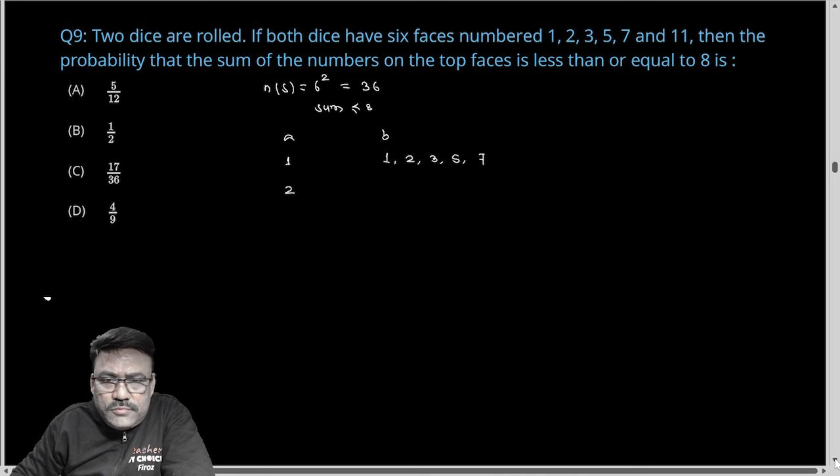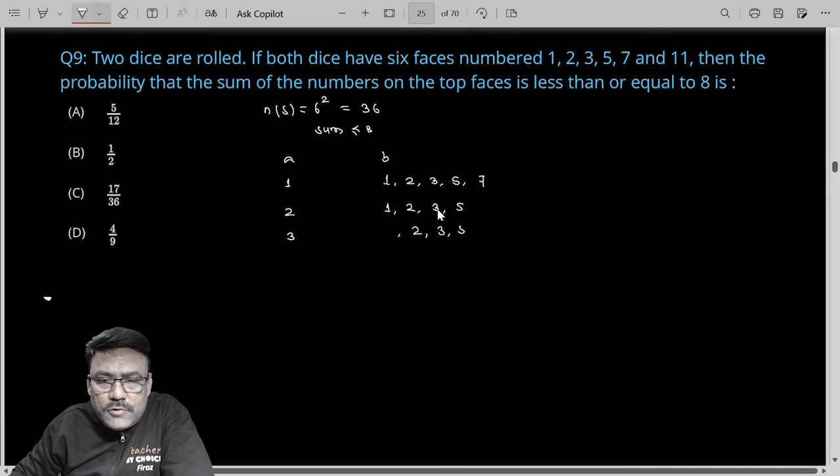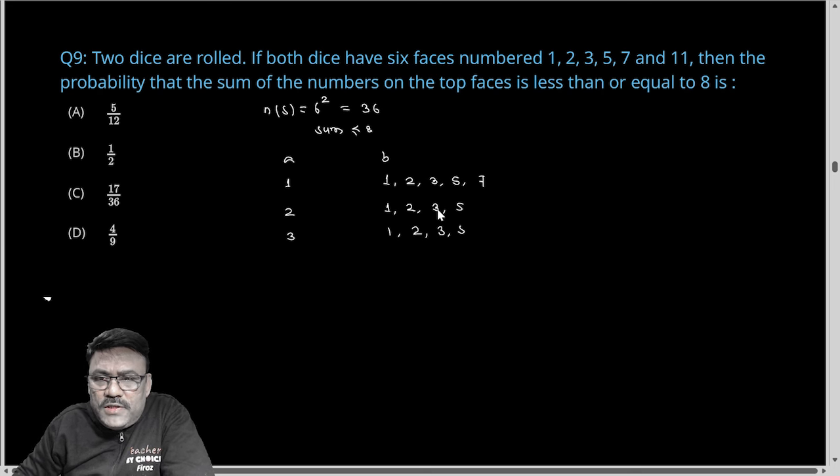If I take A as 2, B can be 1, B can be 2, B can be 3, B can be 5. The 4 possibilities here. If I take A as 3, B can be 1, B can be 2, B can be 3, B can be 5. If I take 5 here, it can be 1, it can be 2, it can be 3. If I take 7 here, then it can be 1 only.